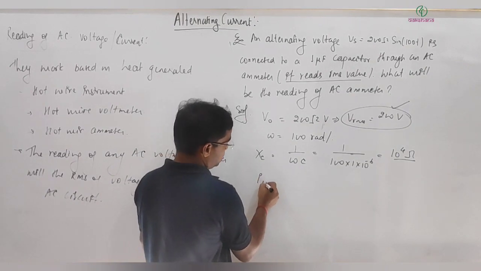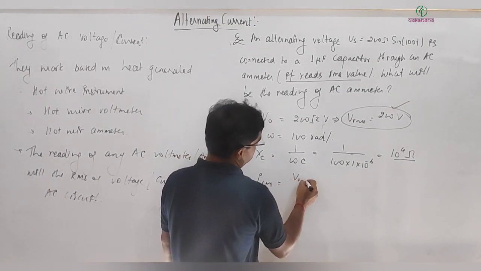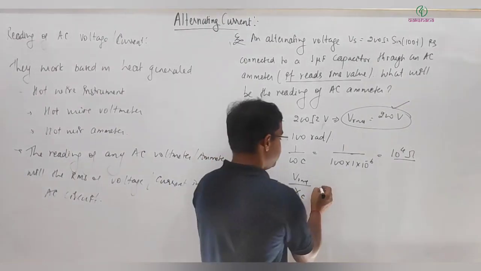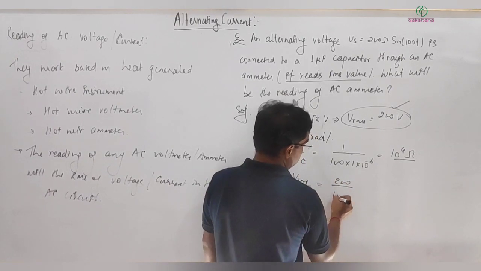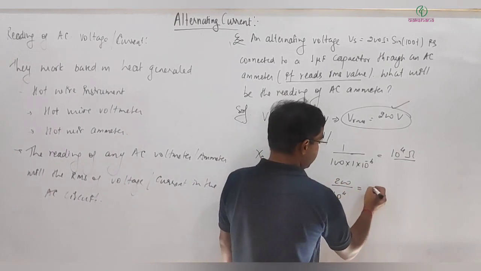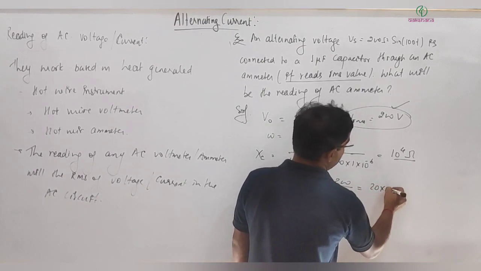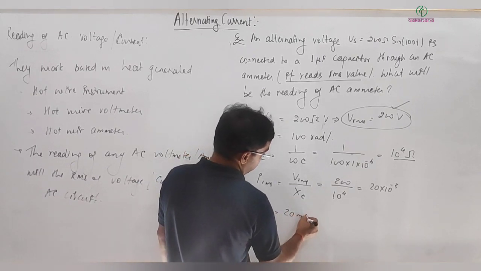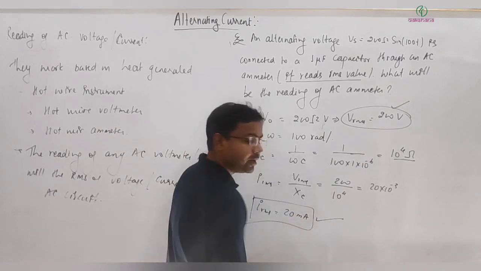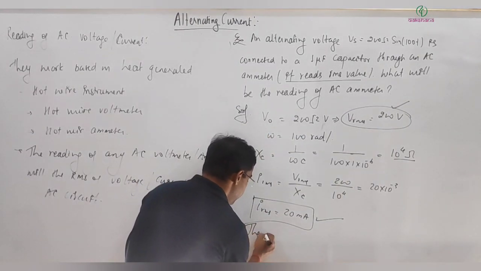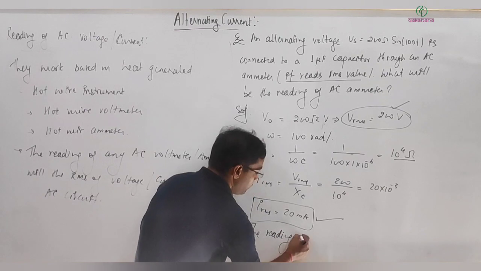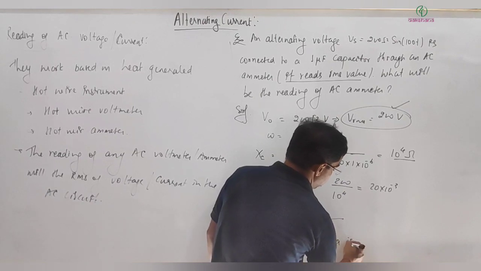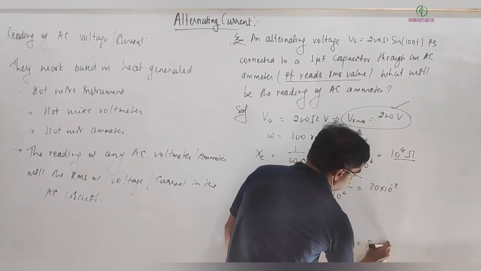Then what is the IRMS value? This is V RMS divided by XC. Right? This comes out to be 200 divided by 10 raised to the power 4. So you can write 20 into 10 raised to the power minus 3, and this IRMS is equal to 20 milliampere. And this is actually the reading of the ammeter. So the reading of the ammeter is given by 20 milliampere.